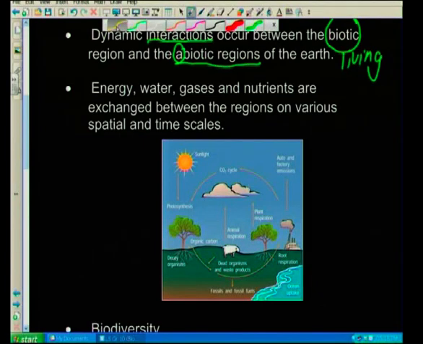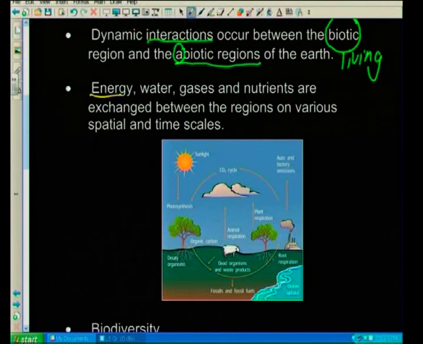Now, all these interactions are illustrated in this diagram. There's an exchange, like we said, of energy, of water, of gases, of nutrients. All of these substances are exchanged in these regions and form a big interaction. None of these components can survive without the other components. So what I'm trying to say to you is that the living components cannot survive without the non-living environment. All right, let's move on.